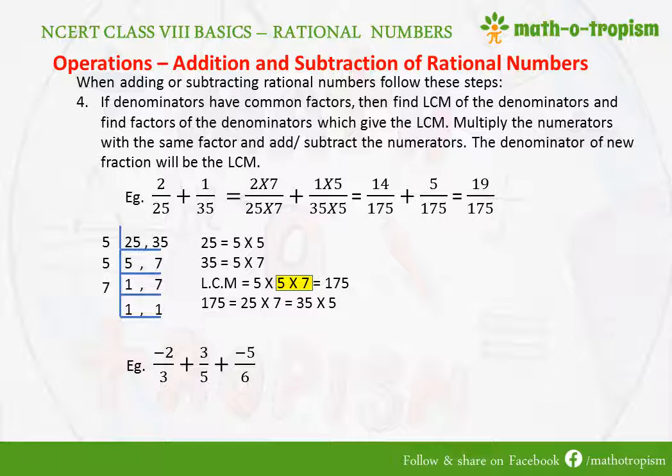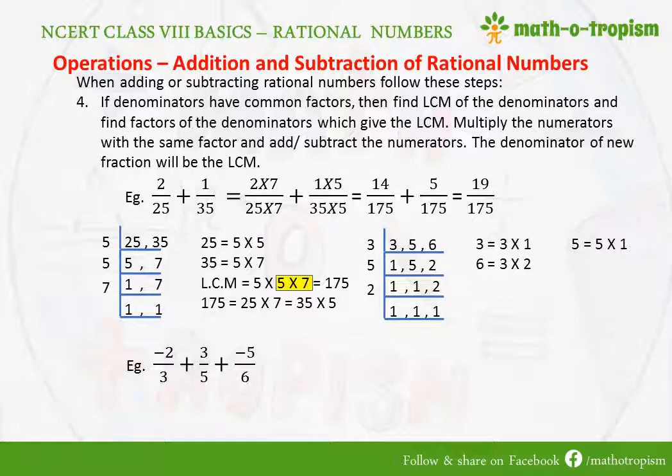Let us take another example of minus 2 by 3 plus 3 by 5 plus minus 5 by 6. Here again we have three different denominators and we have common factors between 3 and 6. So what we will do is take the LCM of 3, 5 and 6. For 3 the factors are 3 into 1, for 5 it is 5 into 1, for 6 it is 3 into 2. So the LCM will be 3 into 5 into 2, which comes to 30.